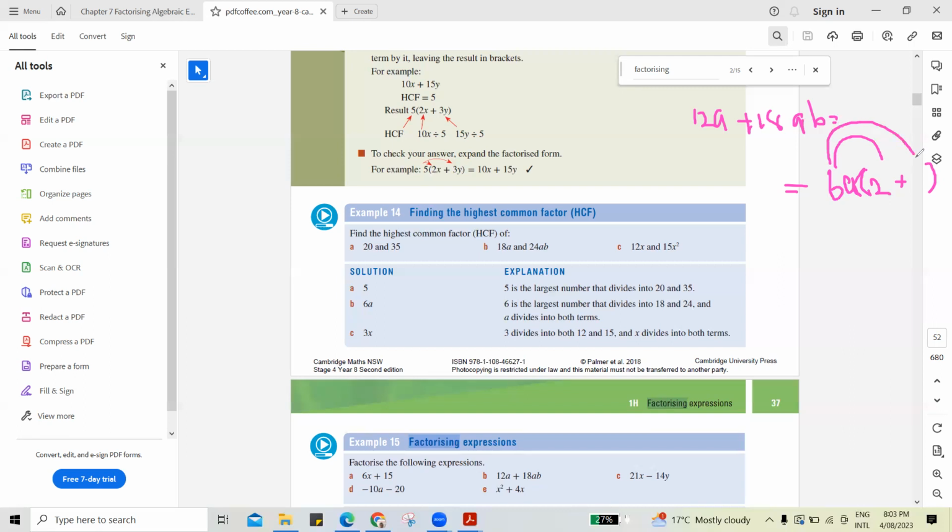What should the number be here? I have to get 18 and a and b. 3. Yeah, 3 times 6a, 18a. But you need b also. Then put the b, right? That's it. Easy. It's a harder one. This is an easy one. Can you do this one yourself?